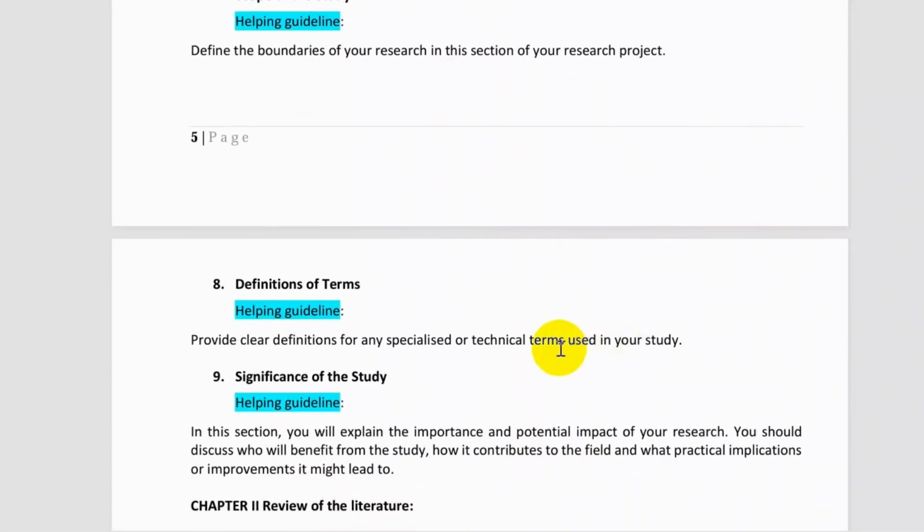This is the section in which you need to provide the clear definition of any specified or technical terms that you use in your research project. So make sure that you provide a clear definition to all those technical terms.